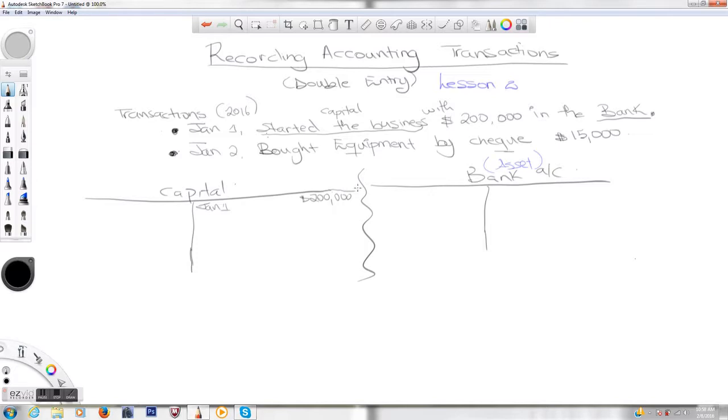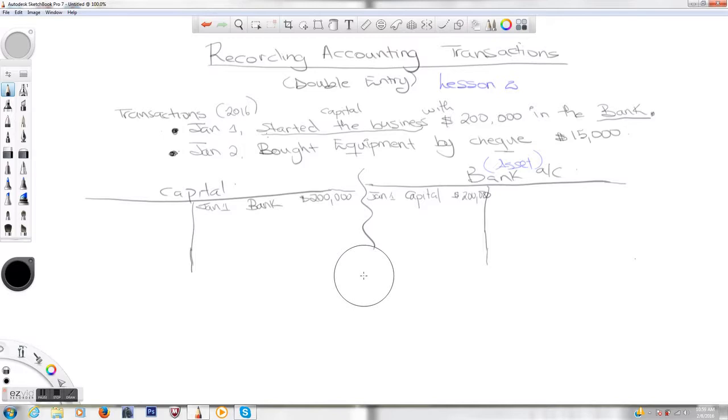And what's happening to the amount of money we have in the bank account as a result of this transaction? We started the business by putting money into the bank. Then the amount of money we have in the bank is increasing. Bank is an asset. To increase an asset, you debit. So we say January 1, 200,000. And what we put in this area is the other account affected by the same transaction. So on the capital we'll have bank, and on the bank we'll have capital.